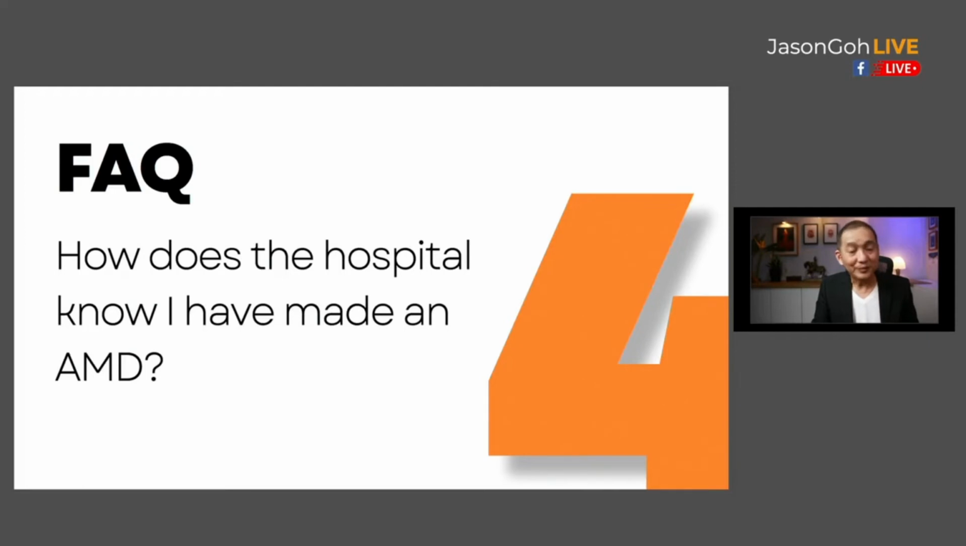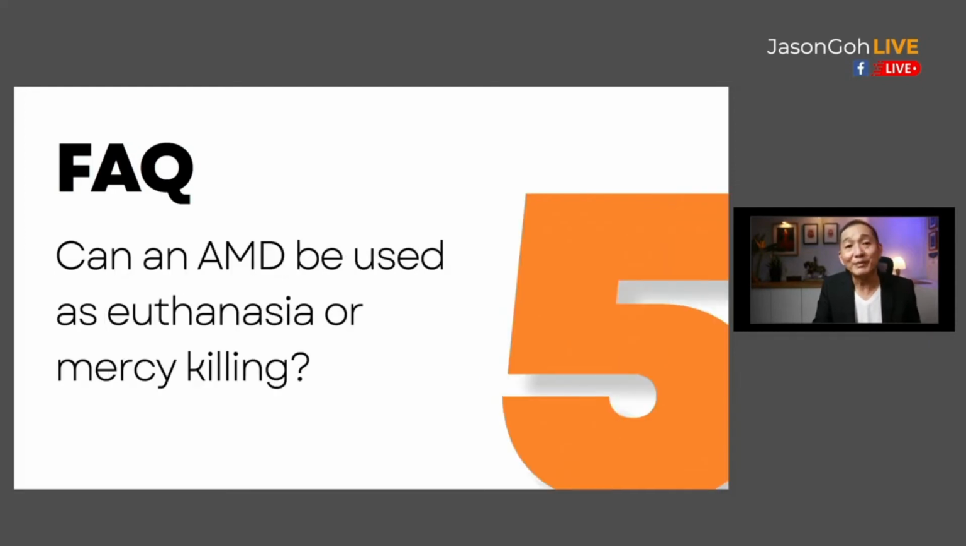So come to the next question, question number 5. Can an AMD be used as euthanasia or mercy killing? Euthanasia or mercy killing is the deliberate ending of life of a person suffering from an incurable and painful disease, but by unnatural means, such as administration of lethal chemicals, meaning giving some injection.